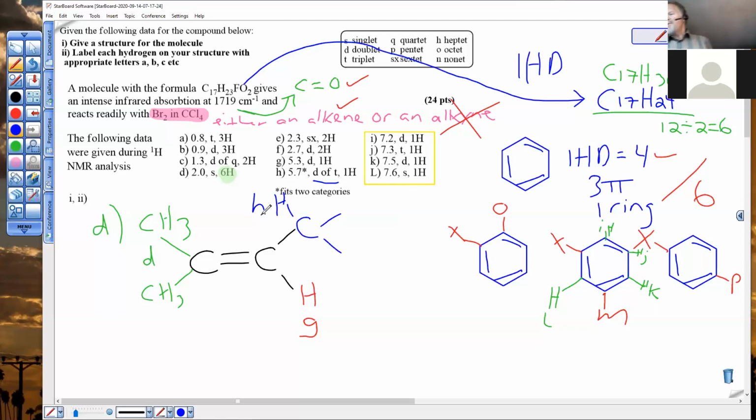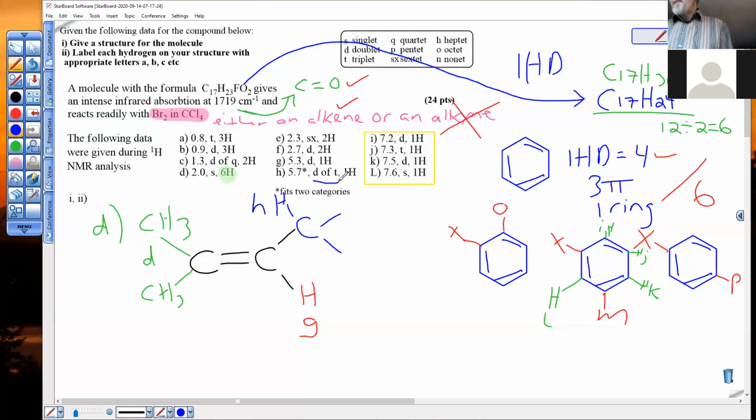The blue H has one neighbor on one side causing a doublet. 1 + 1 gives 2, which is doublet. On the other side, another carbon has two H's causing a triplet. Useful information. Let's do a CH2 and we can figure out what that CH2 is a little later. You now have full credit for H. It's a doublet on one side and a triplet on the other.